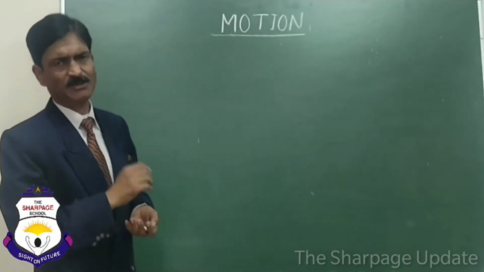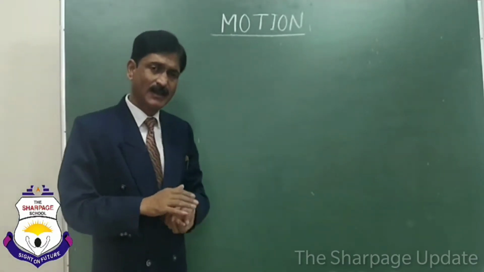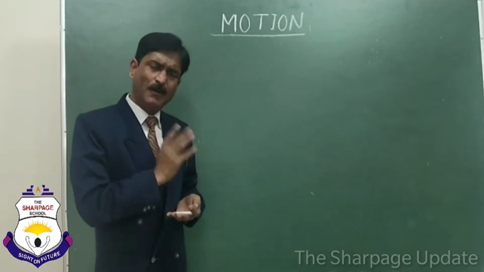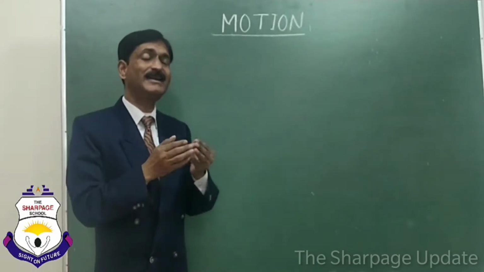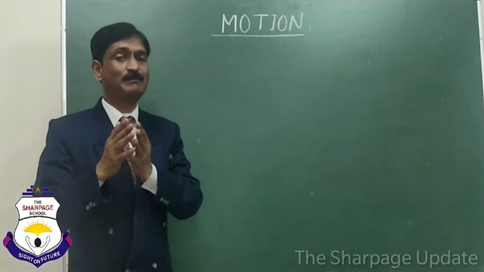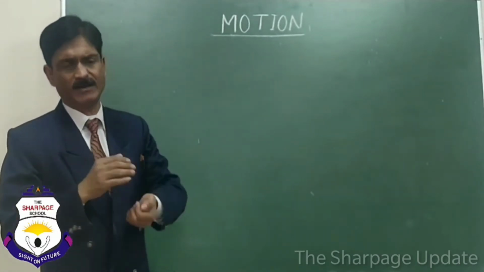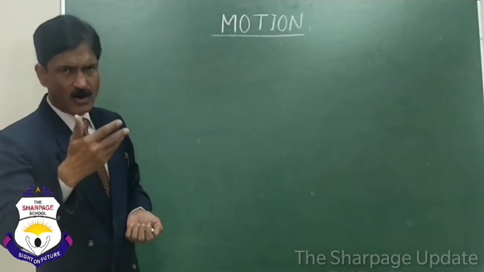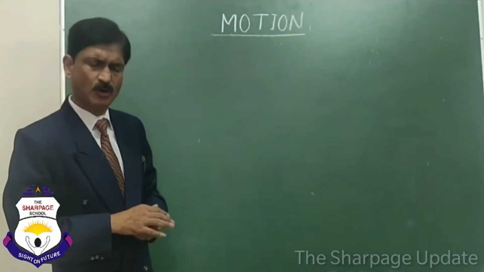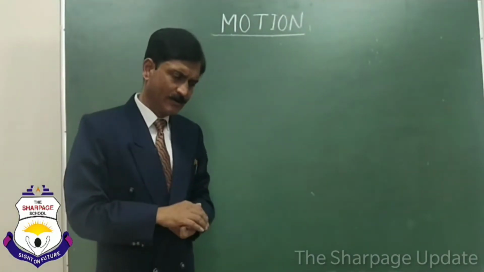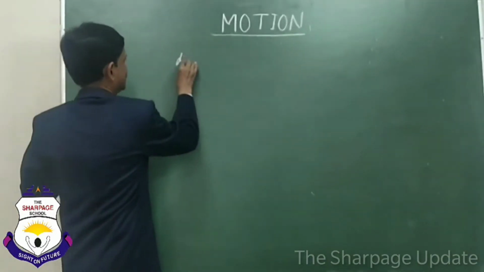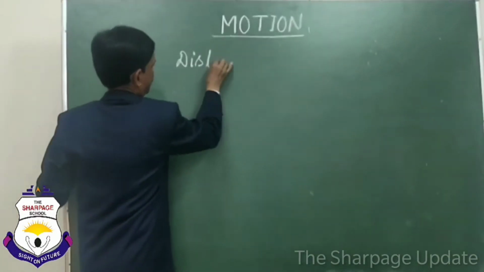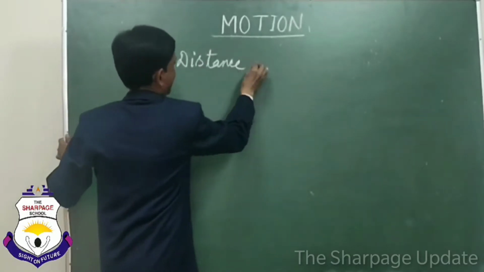Hence, the definition of motion is: a body is said to be in motion if it changes its place with respect to stationary bodies. In order to study motion, first of all, we have to know two terms, that is distance and displacement.